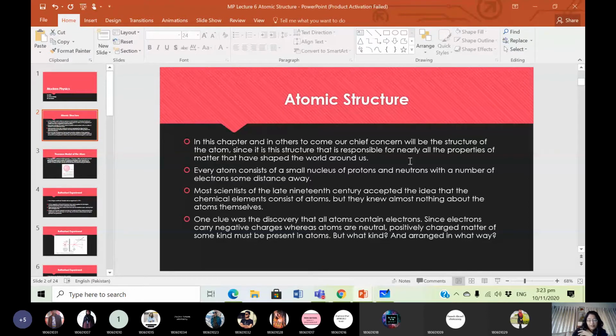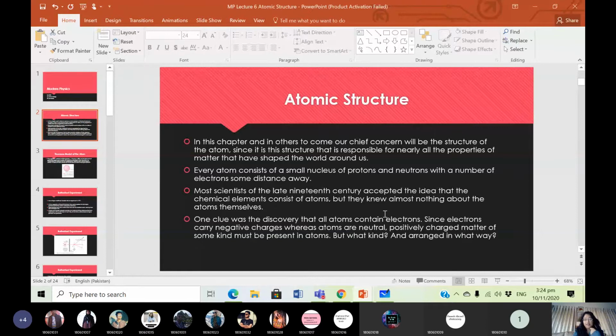So why is it important to us? It is because everything is made out of atoms. Every atom consists of a small nucleus of protons and neutrons, with a small number of electrons some distance away. Electrons are not part of the nucleus; they are outside the nucleus and revolve in orbits around it.